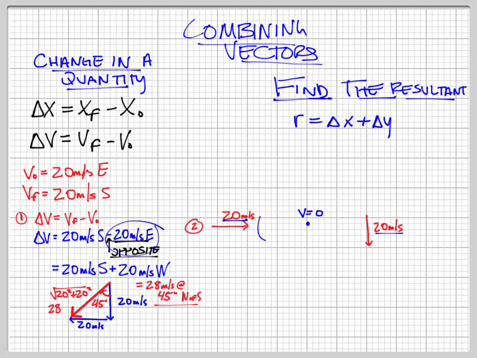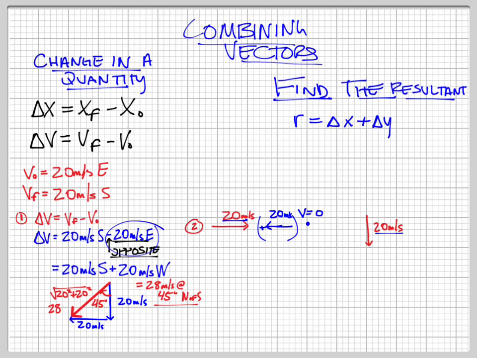So if I want to completely stop my motion, I have to add 20 meters per second west. Doing that, changing my velocity by adding 20 meters per second west, is going to give me a zero velocity in the x direction. So that's the first thing I have to do.